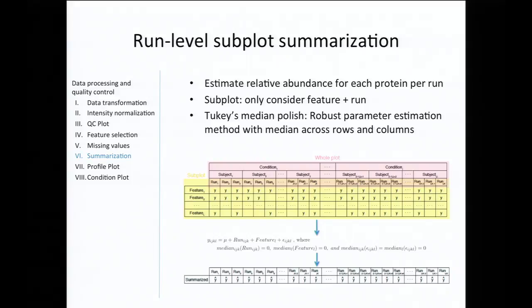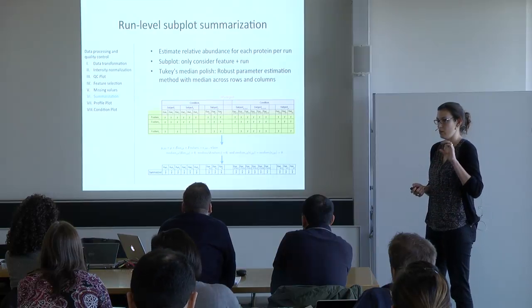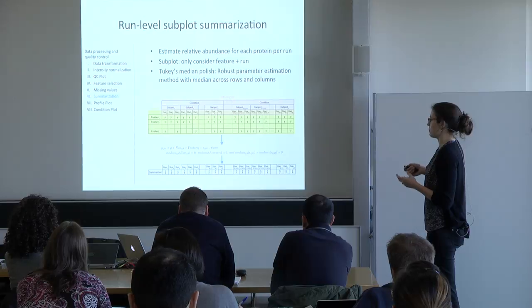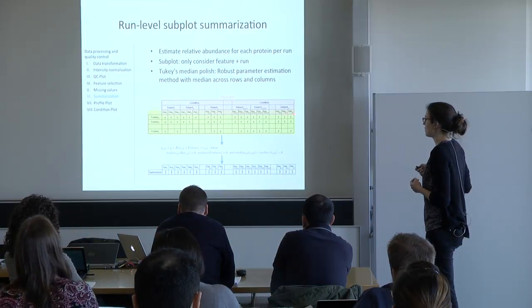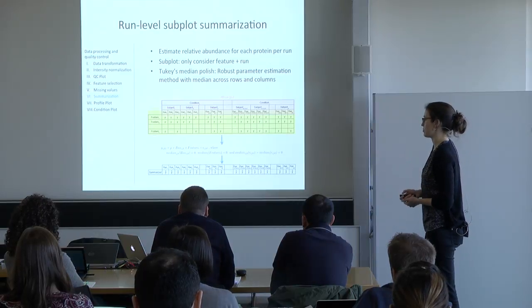So if you look at your table, here you have the different conditions. Within each condition you have different subjects, which are the biological replicates, and then you have the runs, which are the technical replicates of each subject. And here, these features are the different transitions for the protein you're looking at right now. So for the summarization, you only consider the run, independent from the experimental setup, and the features of the protein of interest.